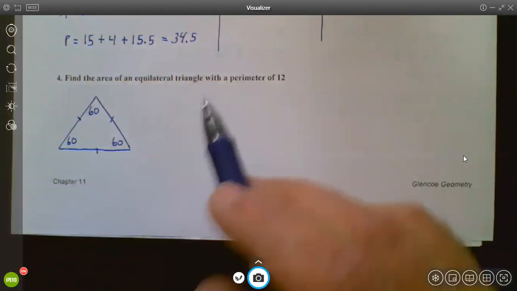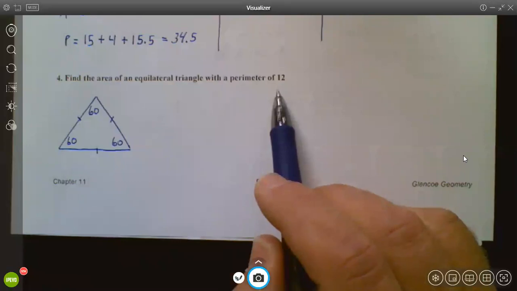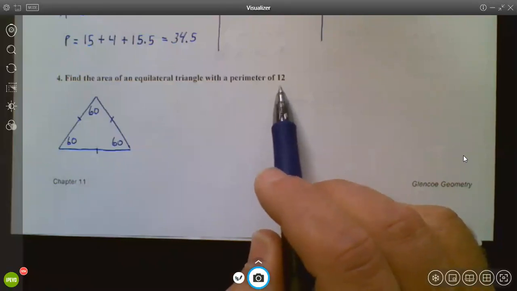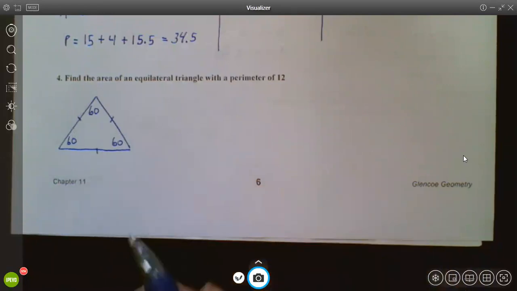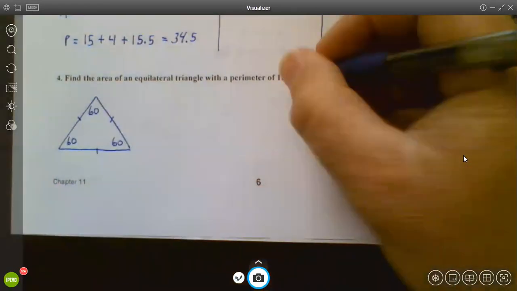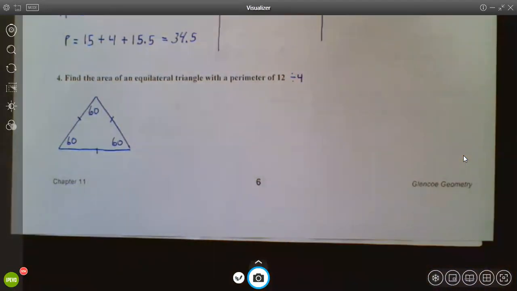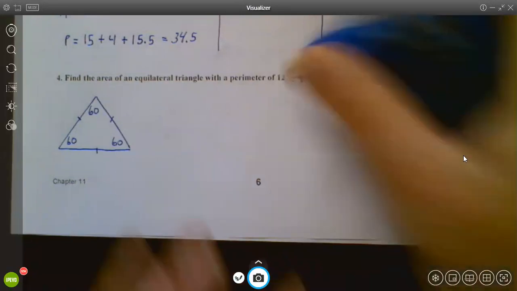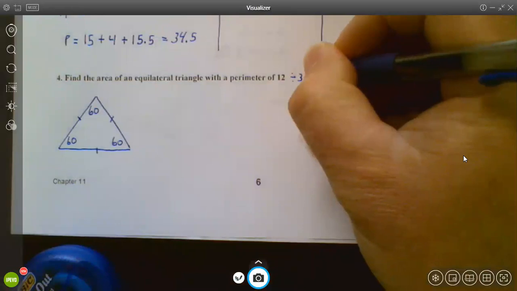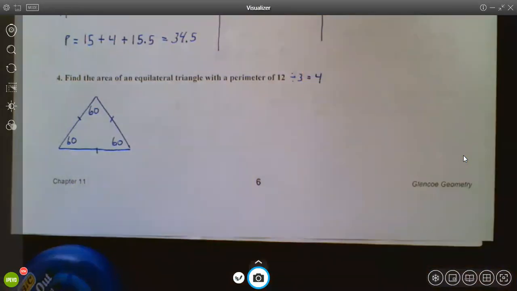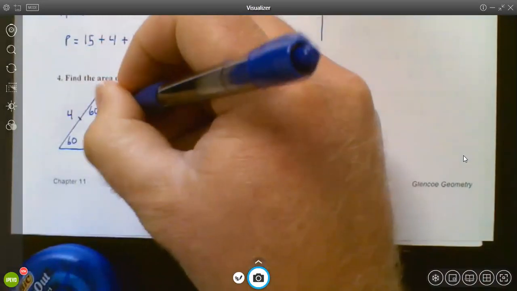So let's look at this guy real quick here. In this case, they're telling us that the perimeter is 12. Well, if the perimeter is 12, and all three sides are equal, what would each side have to be? Good. So we're dividing by 3 so that it becomes 4. If we take our perimeter and divide it by 3 because we have 3 equal parts, then we know this.